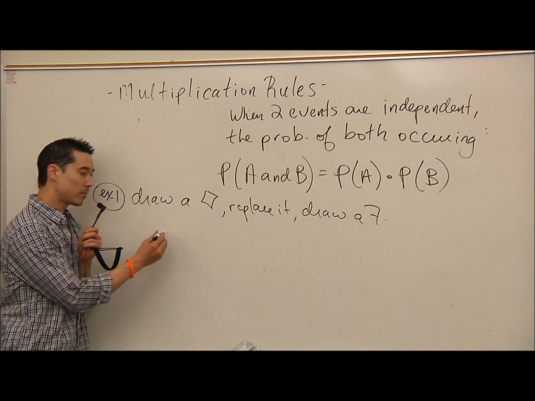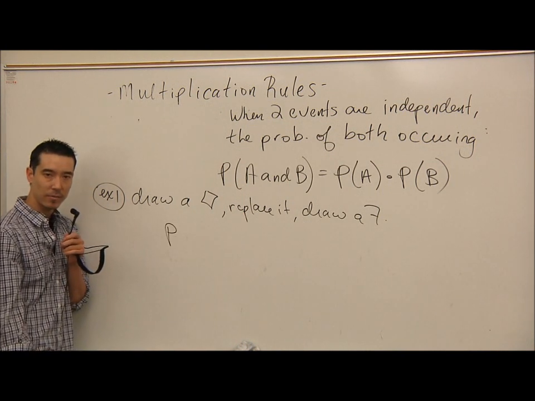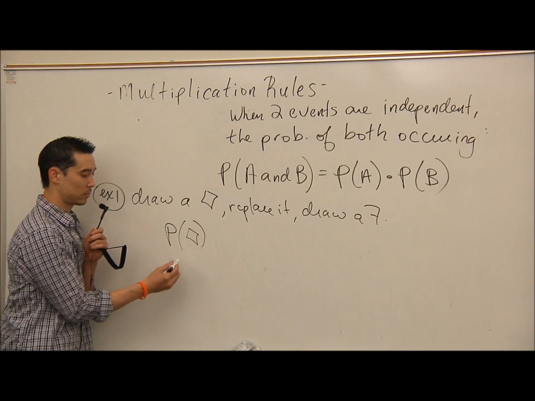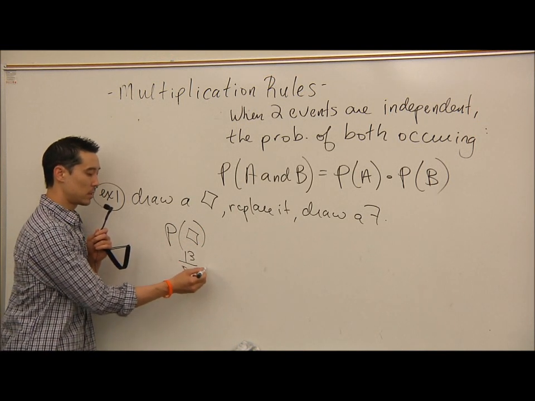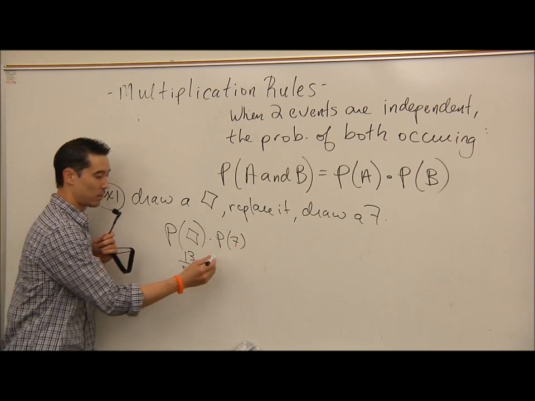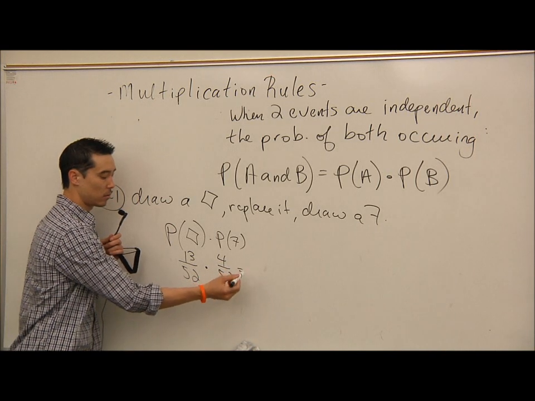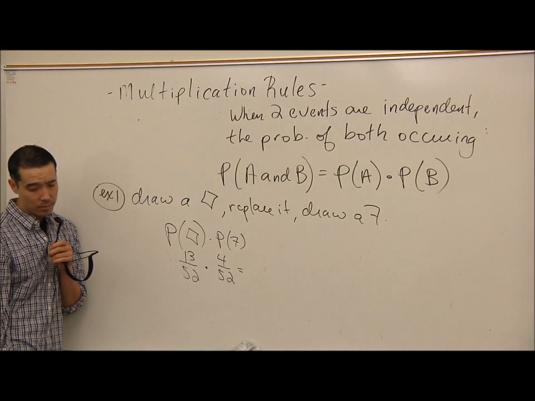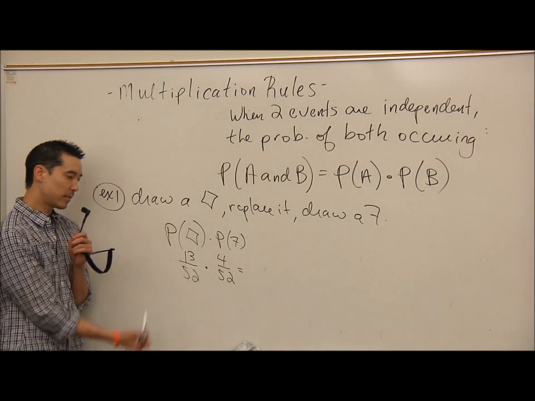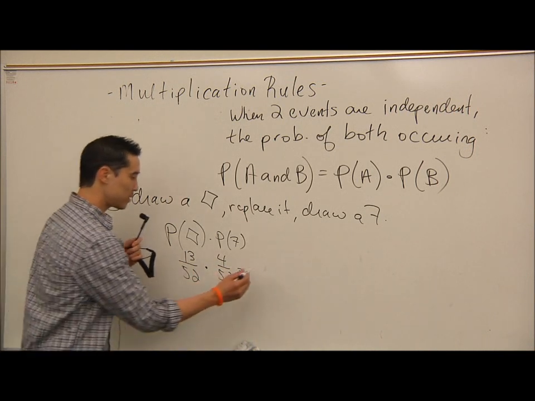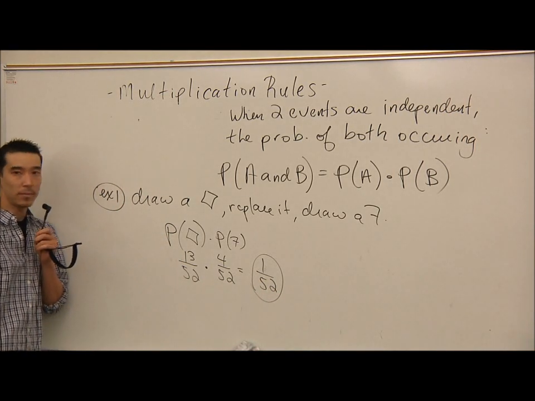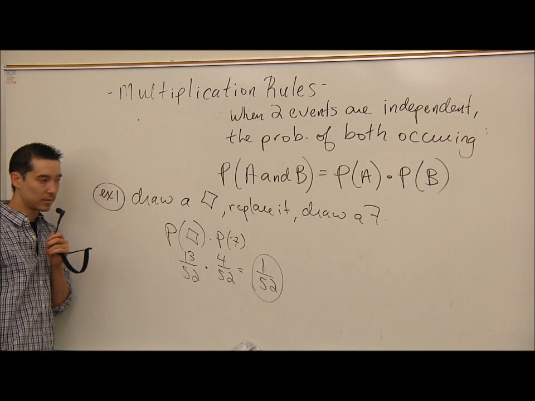So according to this rule, it's the probability of getting a diamond, right? What is the probability of getting a diamond? How many diamonds are there? 13 out of 52. Times the probability of getting a 7. What's the probability of getting a 7? 4 out of 52. Okay? And you want to reduce that and multiply that together. This is kind of nice because 13 goes into 52 4 times. Then the 4's reduce out, and you just get 1 out of 52. Okay, multiplication rule, independent events.